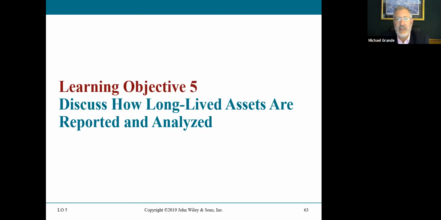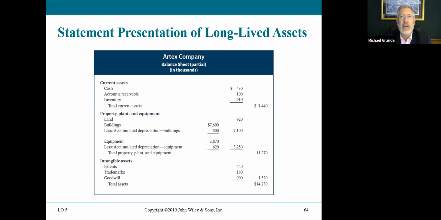Discuss how long-lived assets are reported on the balance sheet and income statement and how they're analyzed. Here's a balance sheet for Artex. And again, you're looking at the asset section. Assets are listed in the order of liquidity. Starts with cash, accounts receivable, and inventory, total current assets. Then you get to your property, plant, and equipment. And you see there's a breakdown between land and buildings.